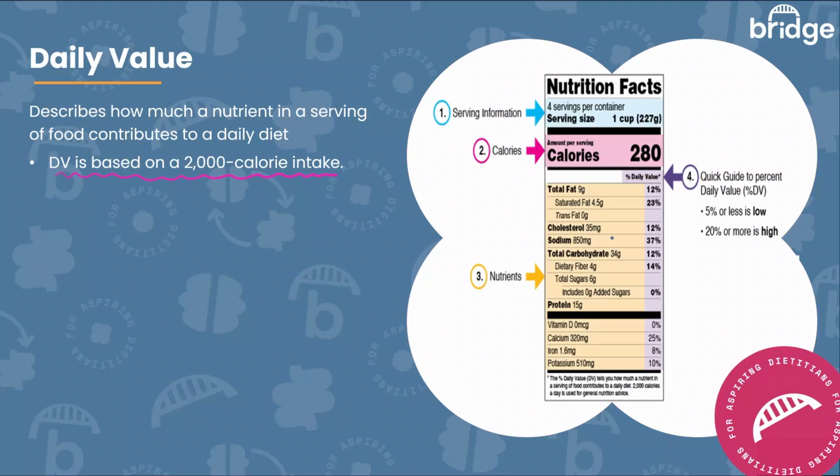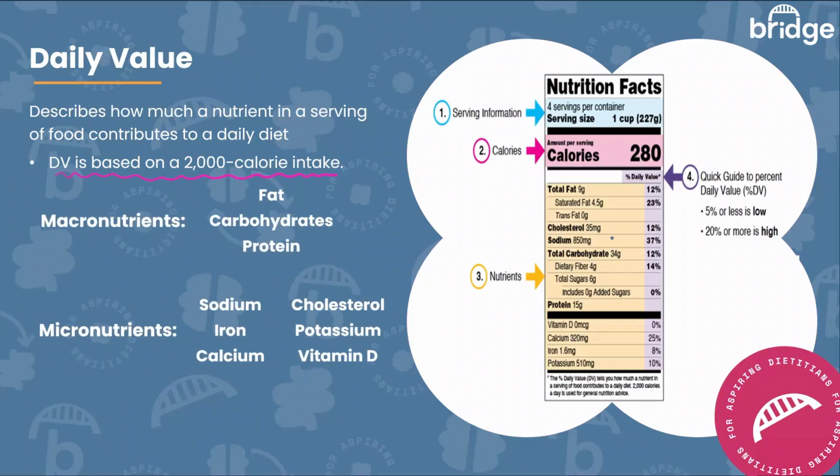Unlike the DRIs, which are based on age, sex, and life stage, the daily value uses one generalized target to make food labeling easy to understand. For example, if a granola bar label says it provides 20% of the daily value for iron, that means it contributes 1/5, or 20%, of the total recommended daily intake for iron for the general population. This helps consumers identify foods that are high or low in certain nutrients at a glance.